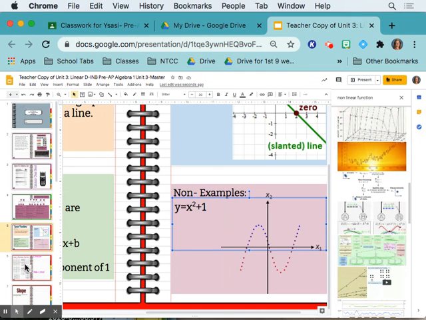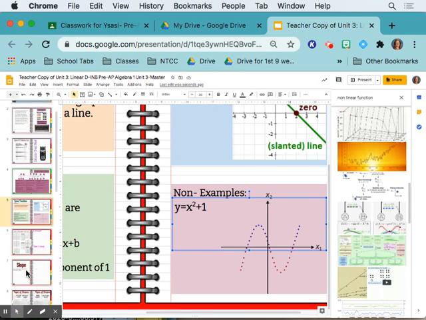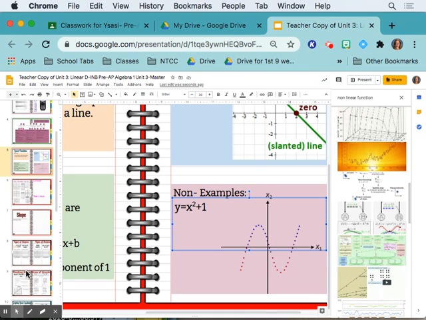Okay, so tomorrow we are going to finish some of these slides so we can move on to graphing the next day. All right, so we're done for today.